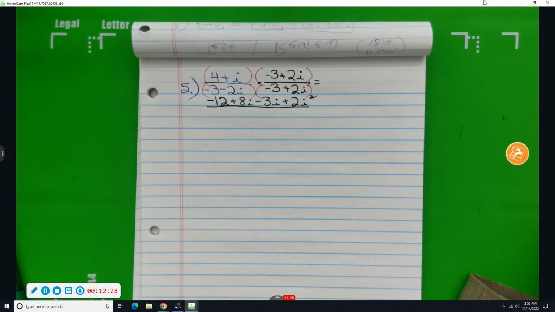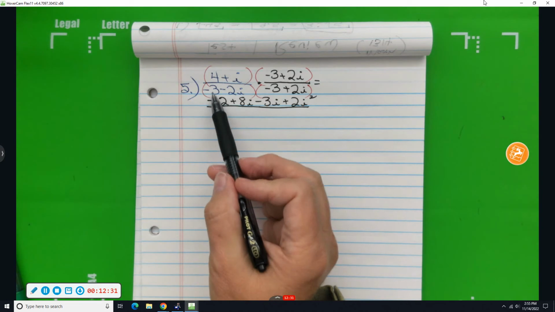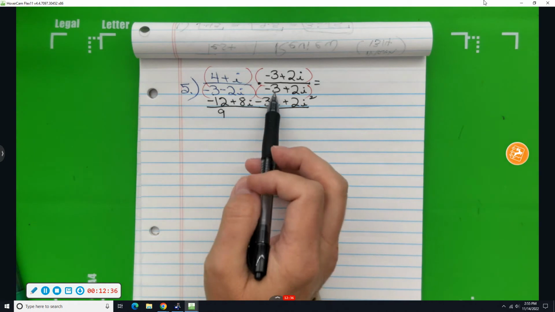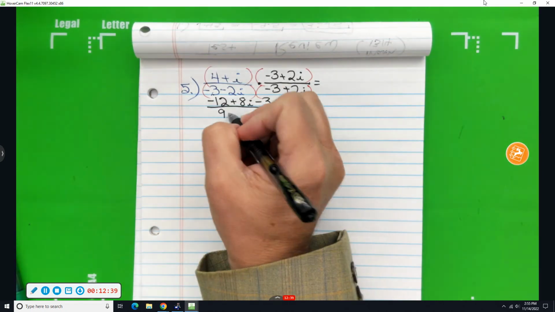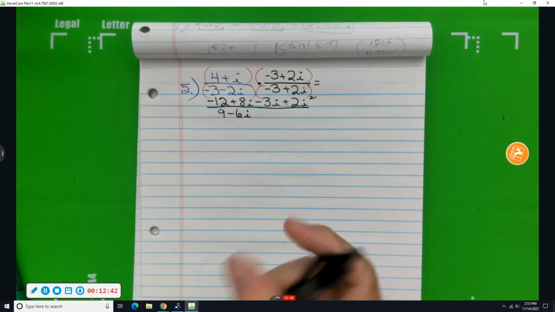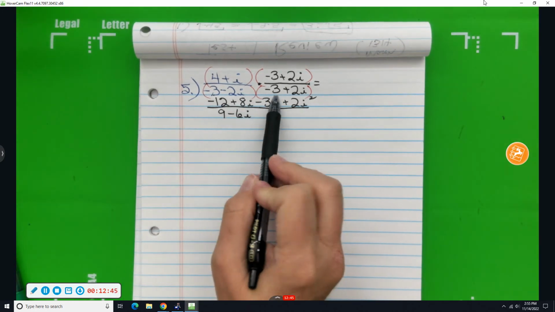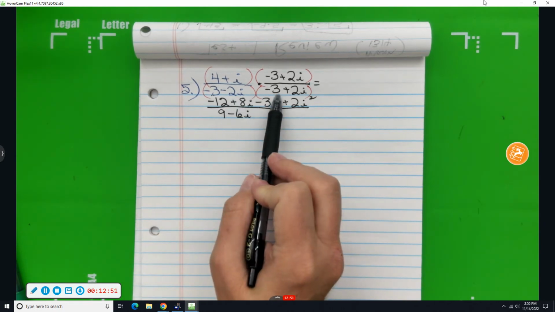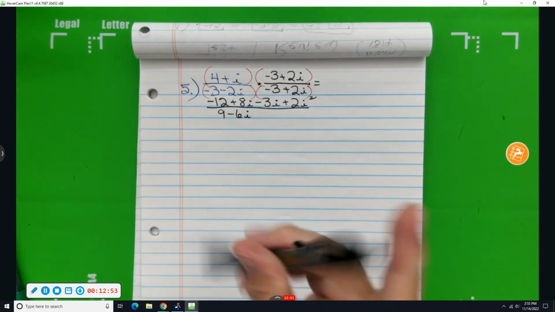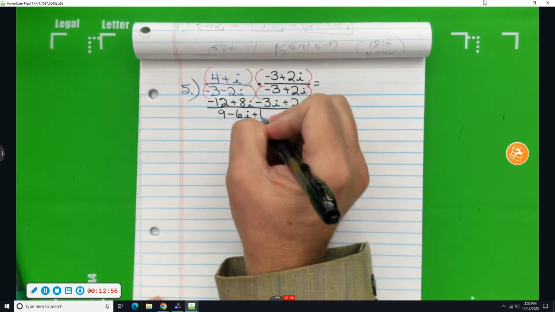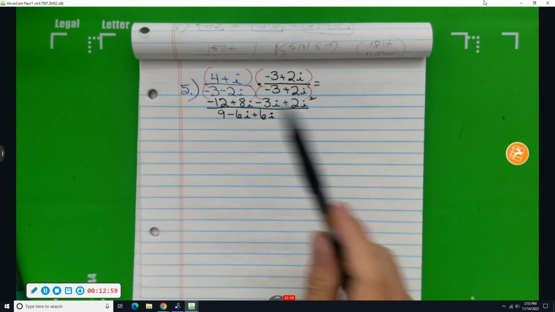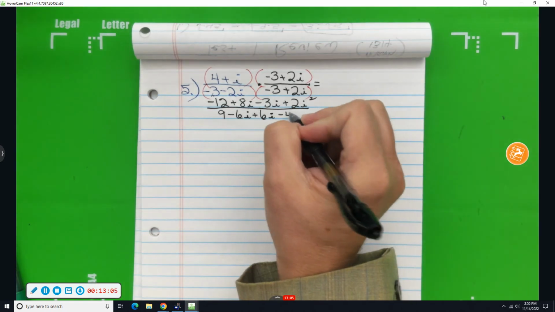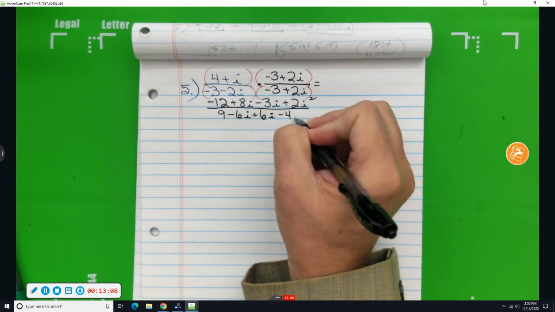Now do the same thing for the denominator. Negative 3 times negative 3, that's a positive 9. That was first. Outer is a negative 6i. What's the inner going to be? Negative 2i times negative 3. Negative times negative, that's going to become a plus 6i. Last, negative 2i times positive 2i, that's a negative 4 i squared.